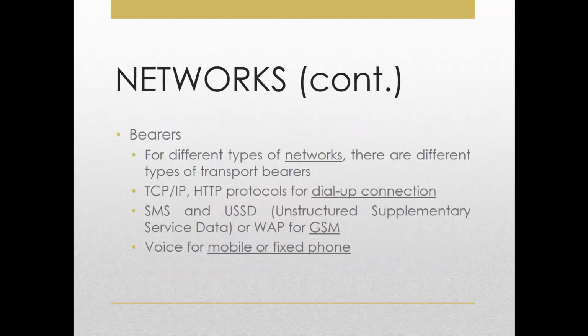Barriers. For different types of networks, there are different types of transport barriers: TCP/IP, HTTP protocols for dial-up connection, SMS and USSD (unstructured supplementary service data), or web for GSM, voice for mobile or fixed phone. Network barriers may often mean, in terms of SMS, MMS, GPRS, CSD, and USSD, and any other type of ways of communications or information, how they are transmitted, communicated, or made accessible to persons via the networks from time to time.